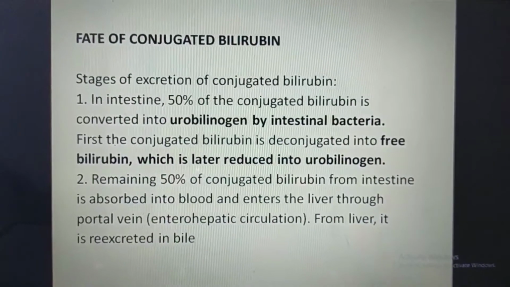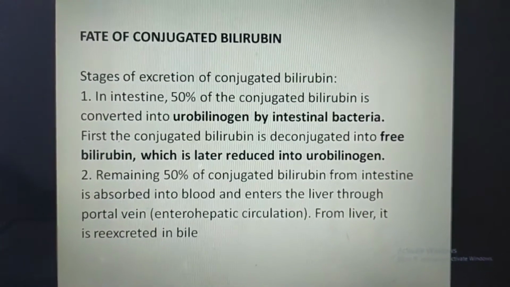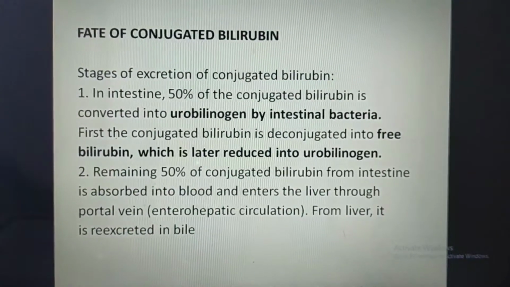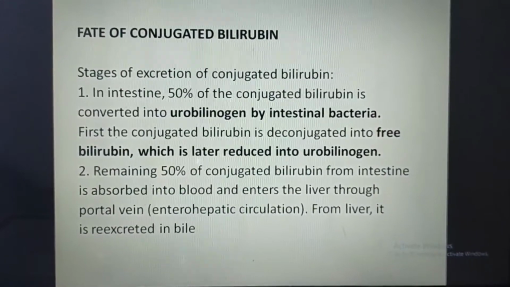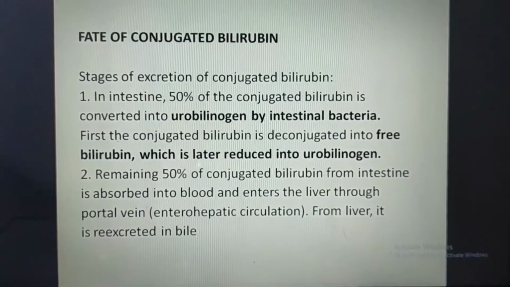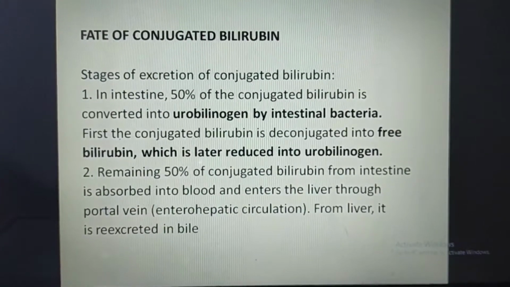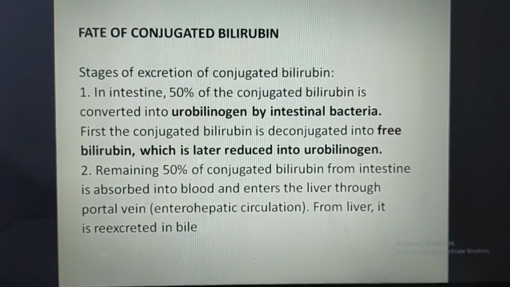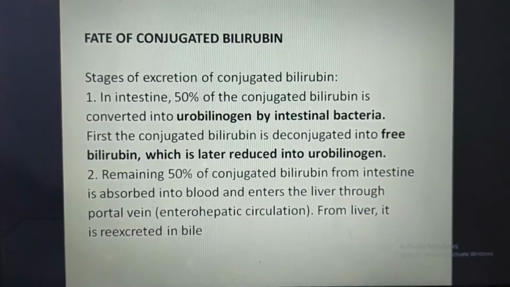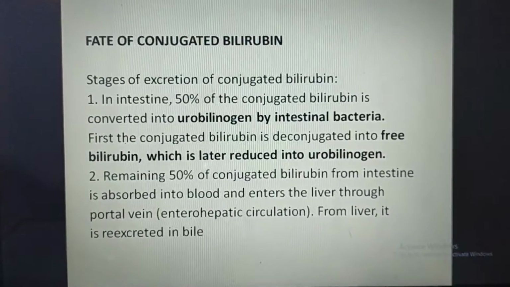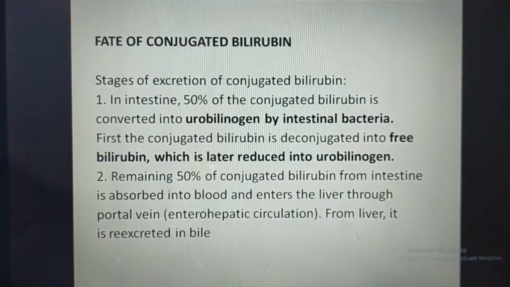Fate of conjugated bilirubin. Stages of excretion of conjugated bilirubin. In intestine, 50% of the conjugated bilirubin is converted into urobilinogen by intestinal bacteria. First, the conjugated bilirubin is converted into free bilirubin, which is later reduced into urobilinogen. Remaining 50% of the conjugated bilirubin from intestine is absorbed into blood and enters the liver through portal vein. From liver, it is re-excreted in bile.